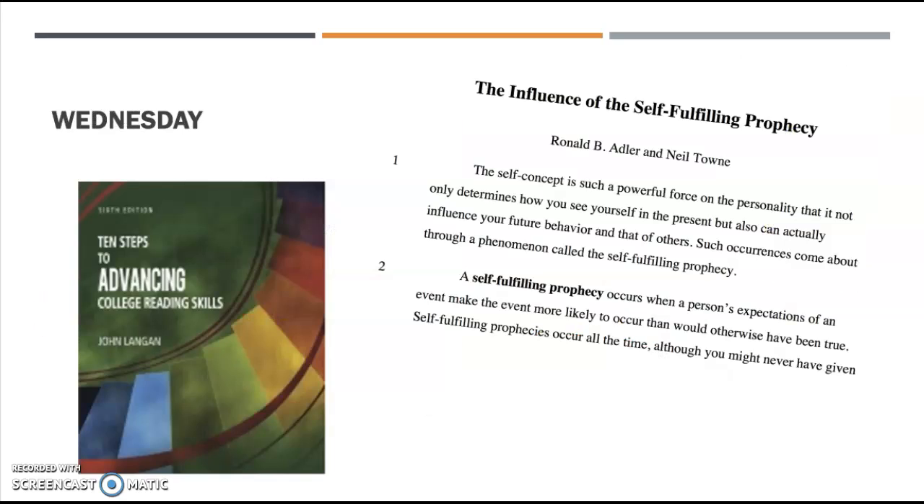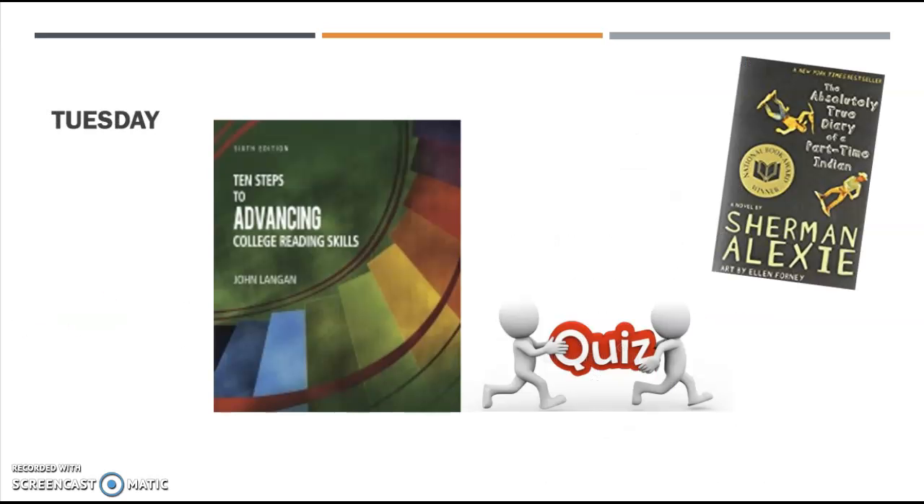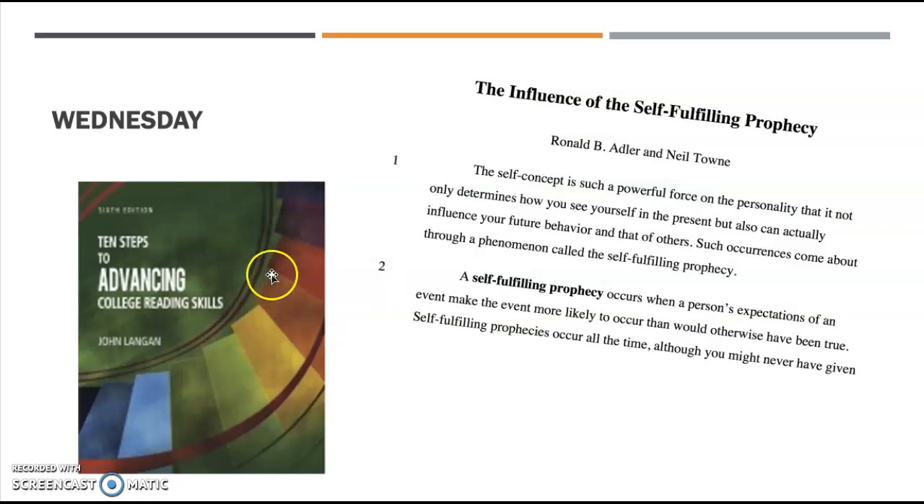All right, so on Wednesday, you have an article that you are going to be reading and annotating. And this time you are going to annotate for all 6 patterns of organization. You don't have to annotate for anything else, just the patterns of organization so they pop out at you. You're going to be reading the article, The Influence of the Self-Fulfilling Prophecy. And this is also in your book. So on your course schedule, you will see it is right here, pages 255 to 257. That is the article that you'll be reading right here in the book.